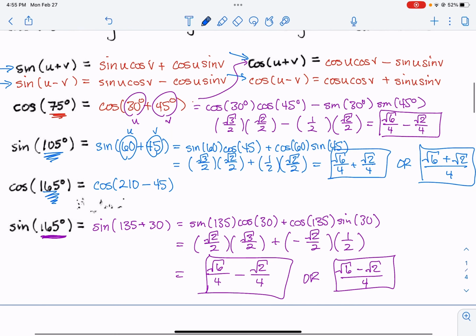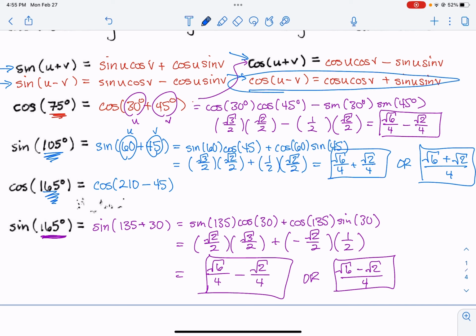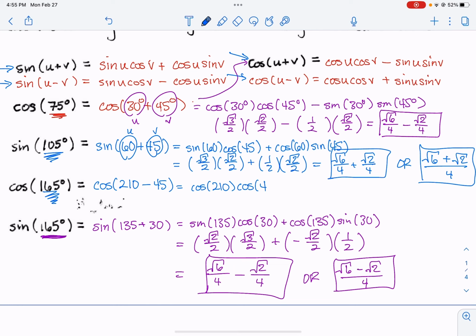Let me go ahead and use this difference formula, so that's this one over here, cosine of u minus v. So this is going to be cosine of 210 times cosine of 45 plus sine of 210 times sine of 45.